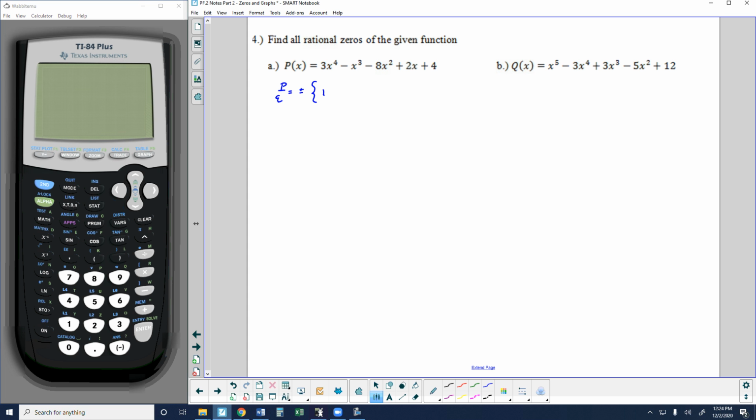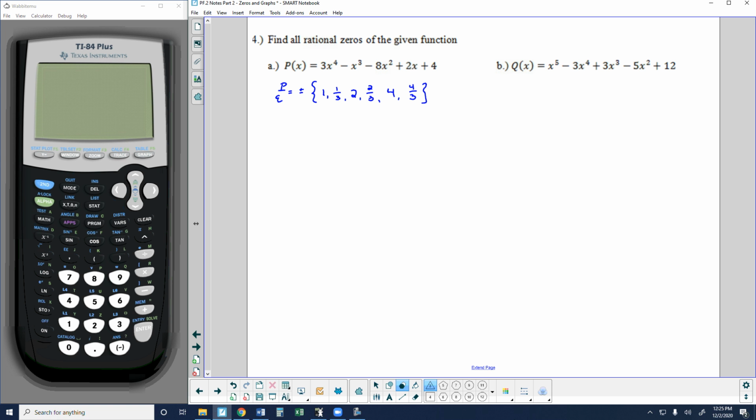So 1 over 1, which is 1. 1 over 3, which is 1/3. Then I would have 2 over 1, which is just 2. 2 over 3, which is 2/3. 4 over 1, which is 4. And 4 over 3, which is 4/3. These don't have to come in any particular order as long as we include all of these. So any of these values could be potential zeros for our function.